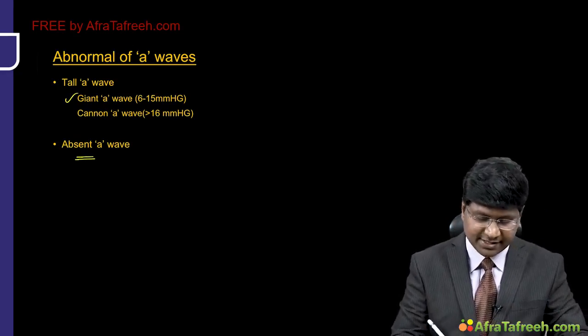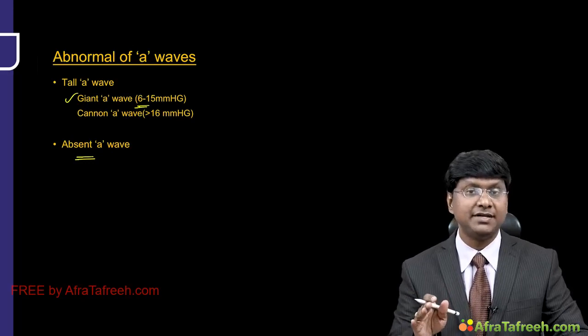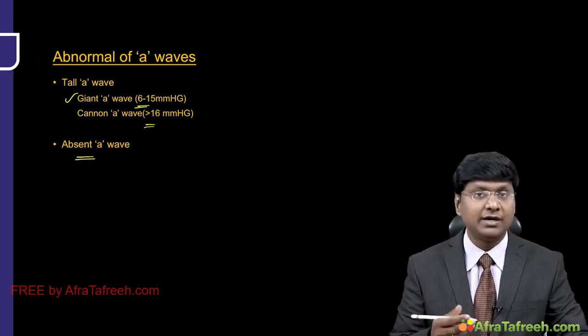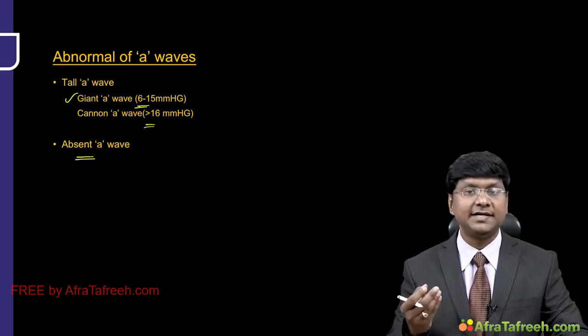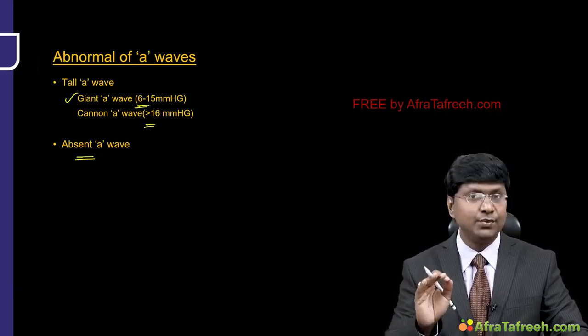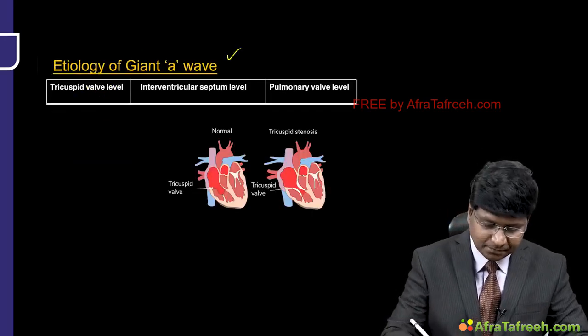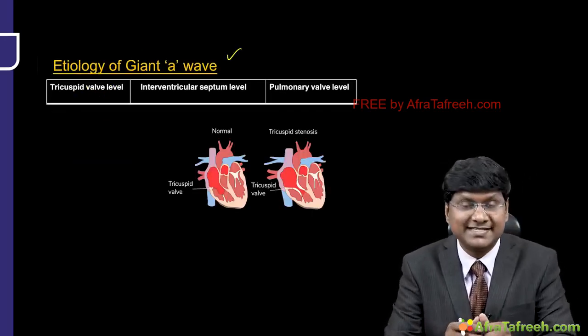Now, when do you call it the giant A wave? It is when the right atrial pressure is around 6 to 15 millimeters of mercury. And when do you call it Cannon A wave? It is when the right atrial pressure is elevated to more than or equal to 16 millimeters of mercury. We call it the Cannon A wave. Now, let me first explain the conditions where you will have the giant A wave.